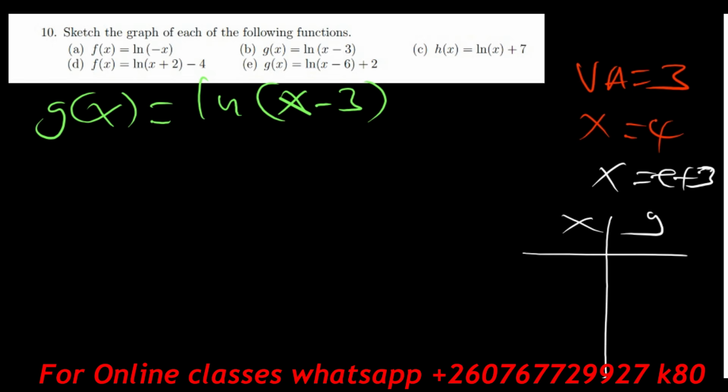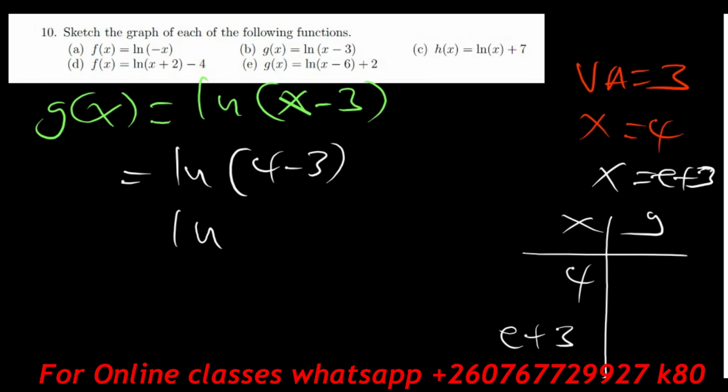If x is 4 and if x is a plus 3, what will be the value of y? Let's see. ln, if x is 4, I have 4 minus 3, I have ln 1. Remember we said this is base a. Regardless of any base, as long as we have 1, that is going to give us a 0. Okay, so I'm going to have 0 here.